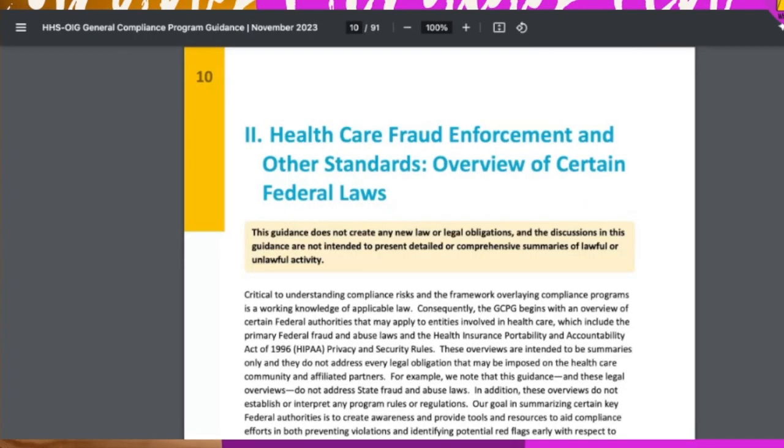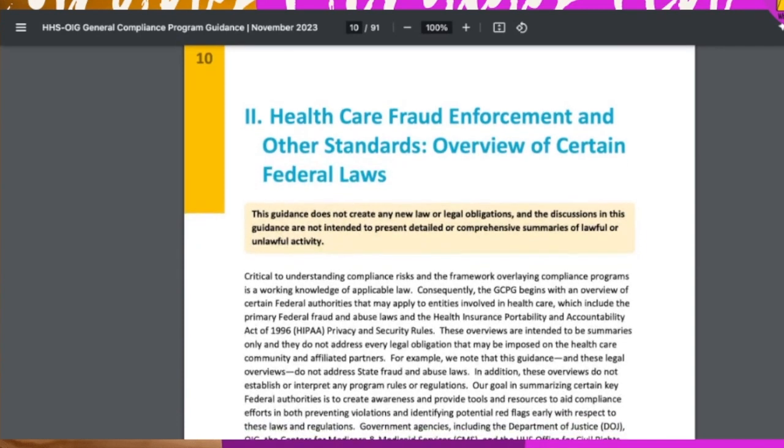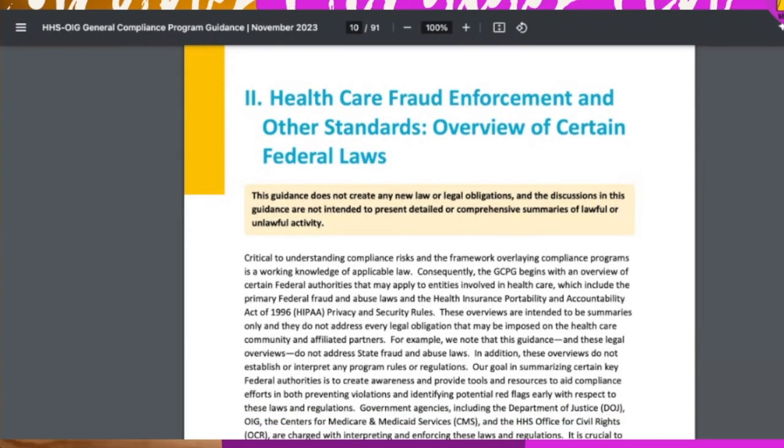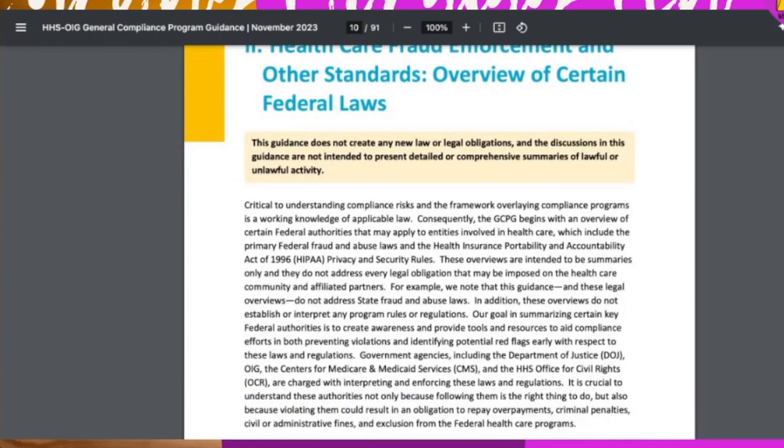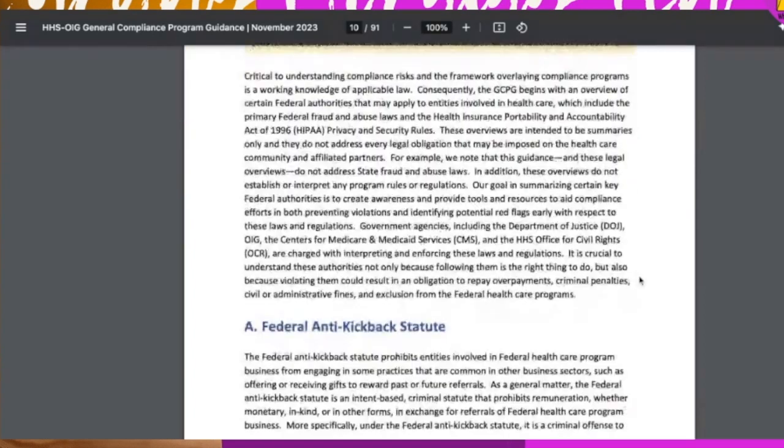This guidance does not create any new laws or legal obligation, and the discussions in this guidance are not intended to present detailed or comprehensive summaries or lawful or unlawful activity. They ain't telling on nobody, but they telling. It all begins with kind of giving you an overview of the history. They also want to let you know that it does not address state fraud and abuse laws. Let's talk a little bit about them.